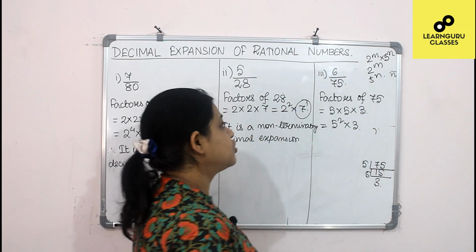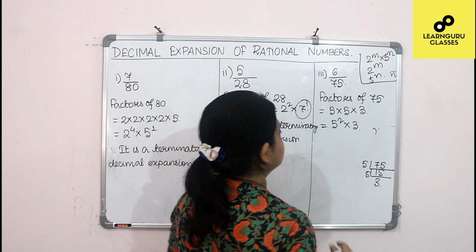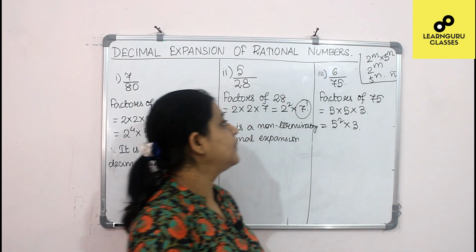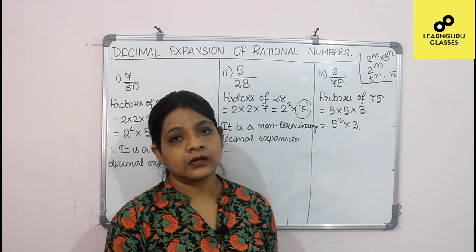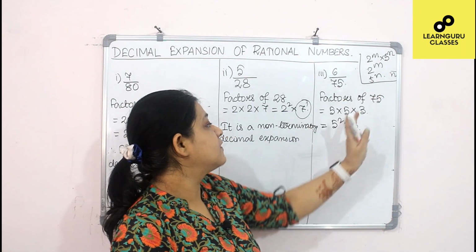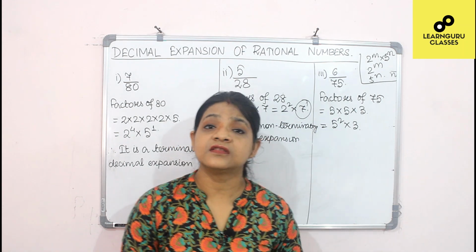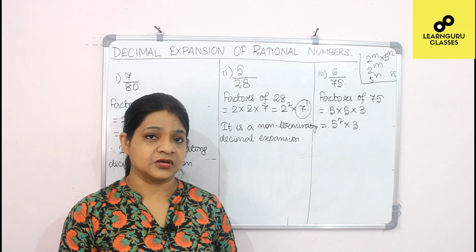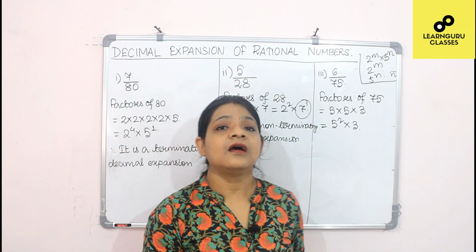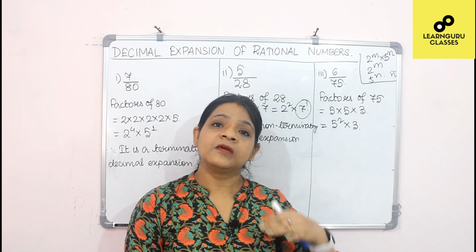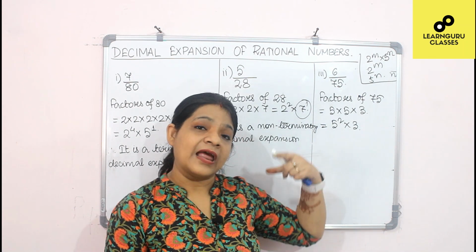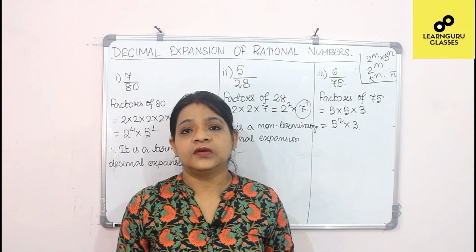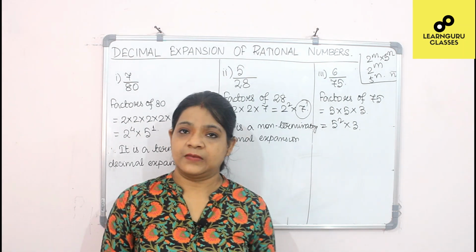So these are the conditions for terminating decimal expansion. Is it resembling any of them? Yes, it is not resembling anything. So from that you can say that it is a non-terminating decimal expansion. But here there is a twist. Before telling you the twist, let us cross verify it with the long division method.